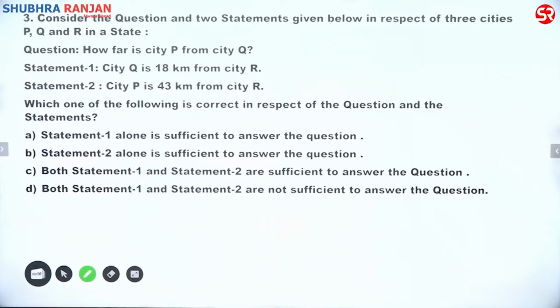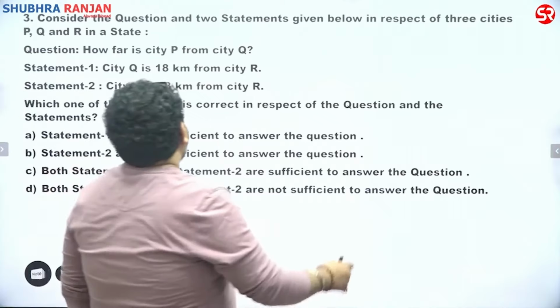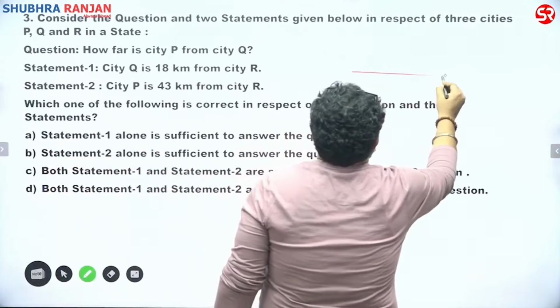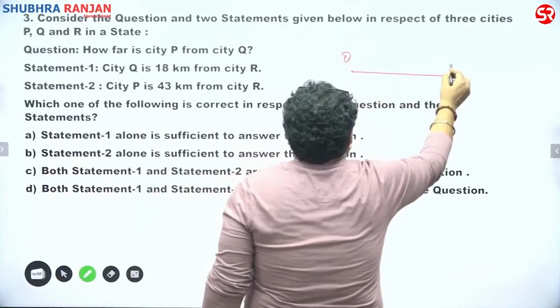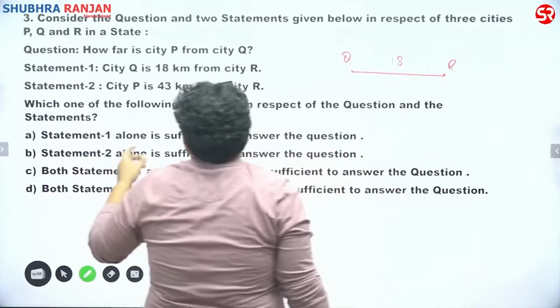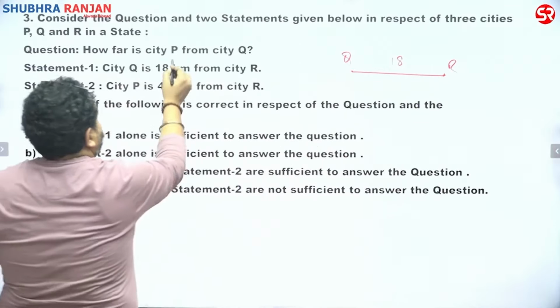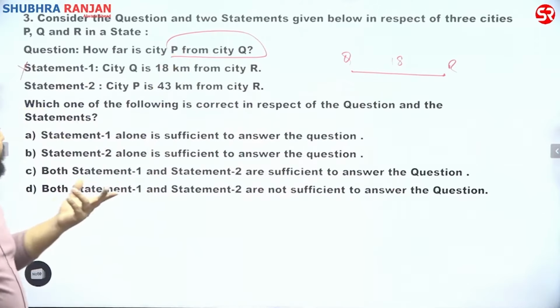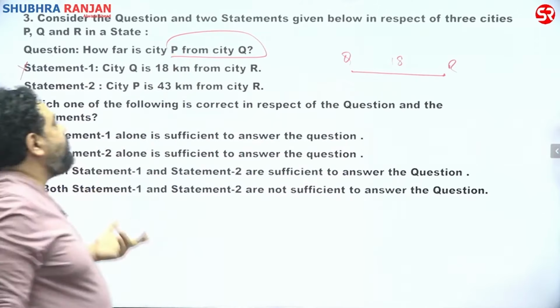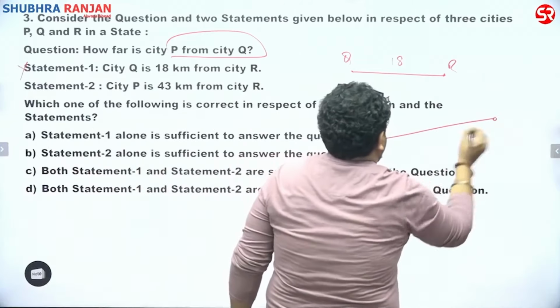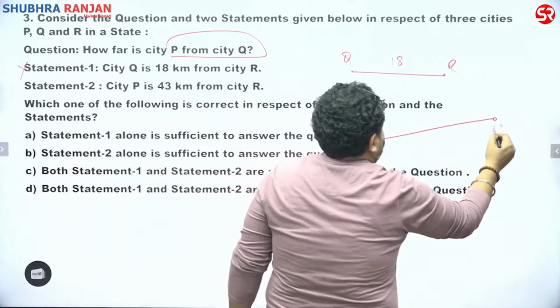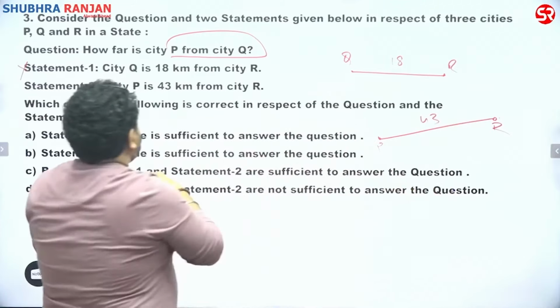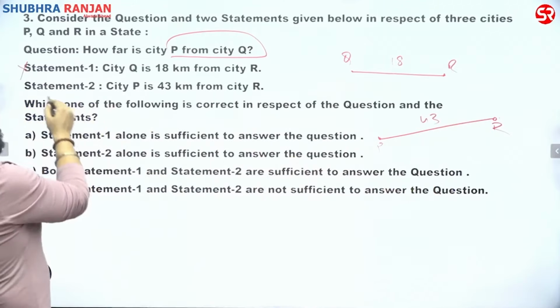You don't know the directions of these cities. Now, you cannot draw a straight line, right? You say, sir, city Q is 18 from city R. Chalo. Q is 18 from R. But the question is, how far is P from Q? So first is not giving you answer. Then I check second. City P is 43 from R. That also, we cannot get a distance between P and Q.